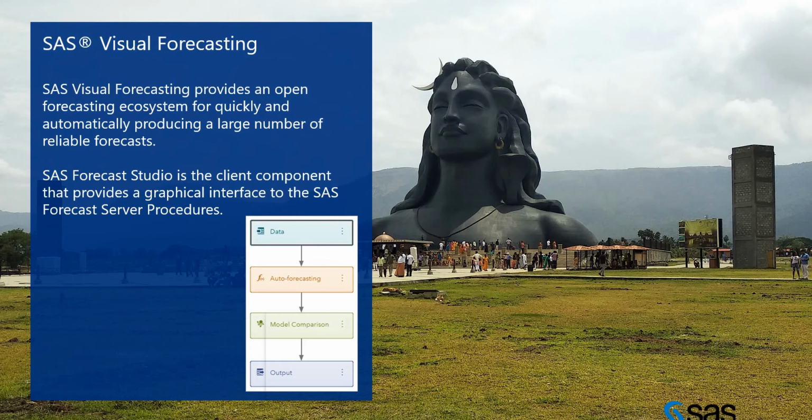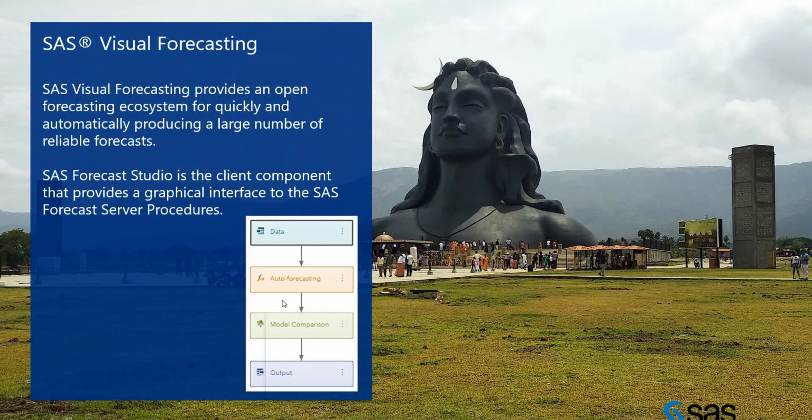So in the last session we have done the SAS Visual Text Analytics. Now we are going forward to SAS Visual Forecasting. SAS Visual Forecasting provides an open forecasting ecosystem for quickly and automatically producing a large number of reliable forecasts. SAS Forecasting Studio is the client component that provides a graphical interface to a SAS forecast server and procedures.